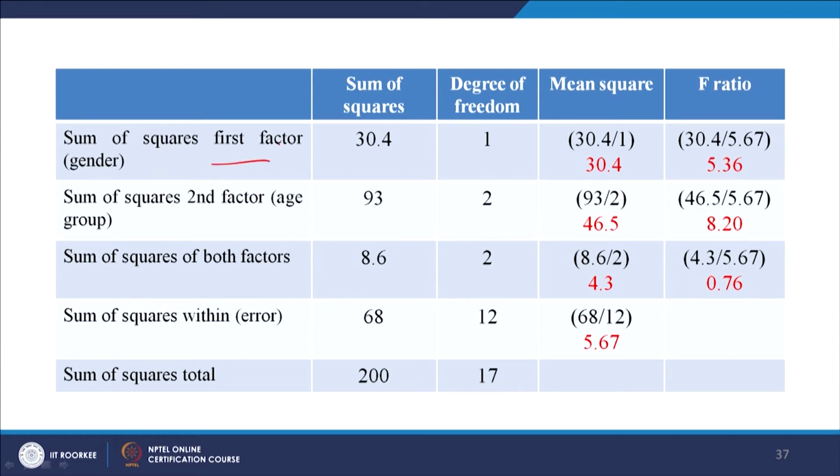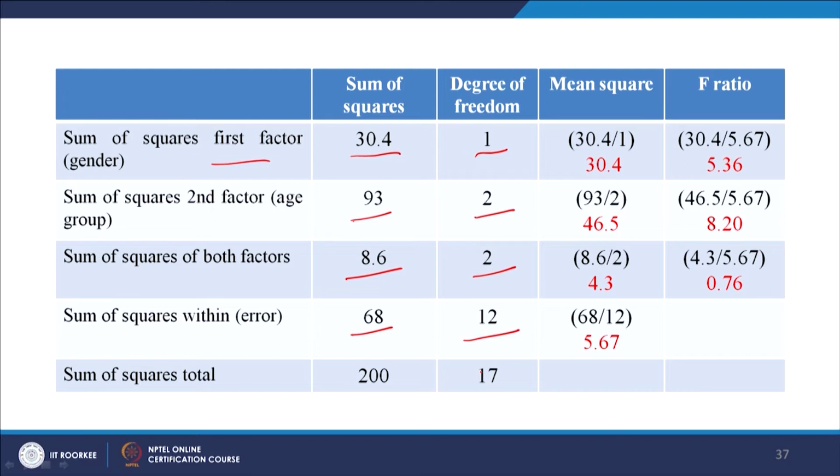So, first factor, what was the sum of squares? 30.4. What was the degree of freedom? 1. What was the second factor? Age. What was the sum of squares? 93. What is the degree of freedom? 3 minus 1, 2. What is the sum of squares of both the factors, the interaction? Now 8.6. So, total minus, we did it. And what is the degree of freedom? 2, right. Okay. And then we had sum of squares within. The within is 68. What is the degree of freedom? 12, right. Each, you were subtracting 1 from each, right, and the total is now 217, right.